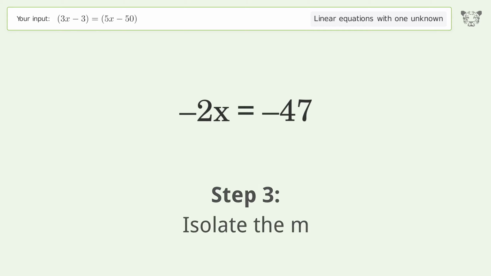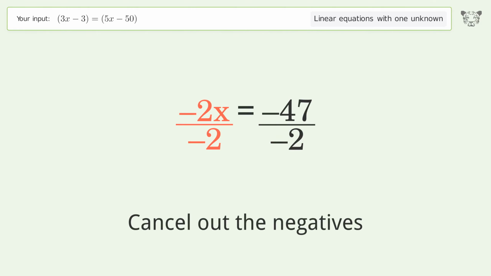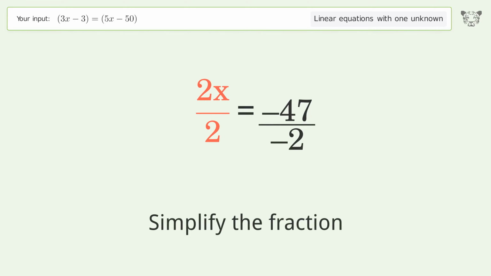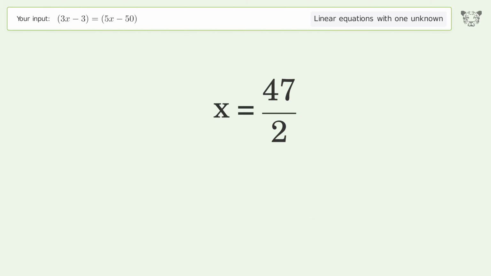Isolate the m. Divide both sides by -2. Cancel out the negatives. Simplify the fraction. Cancel out the negatives. And so the final result is x equals 47/2.